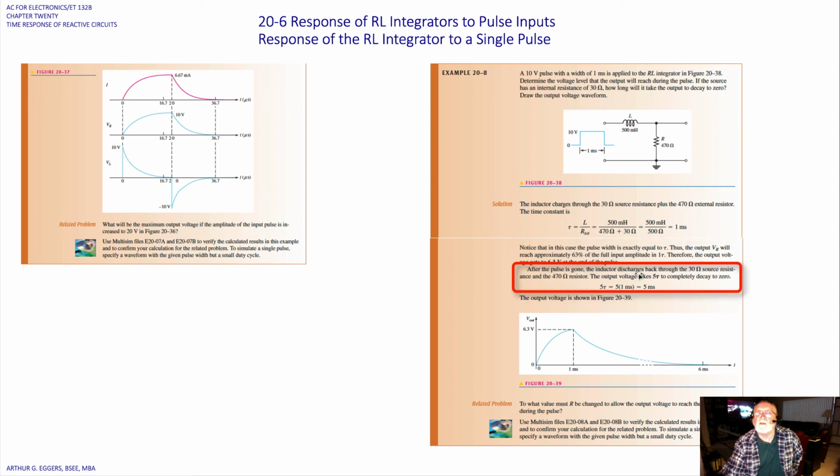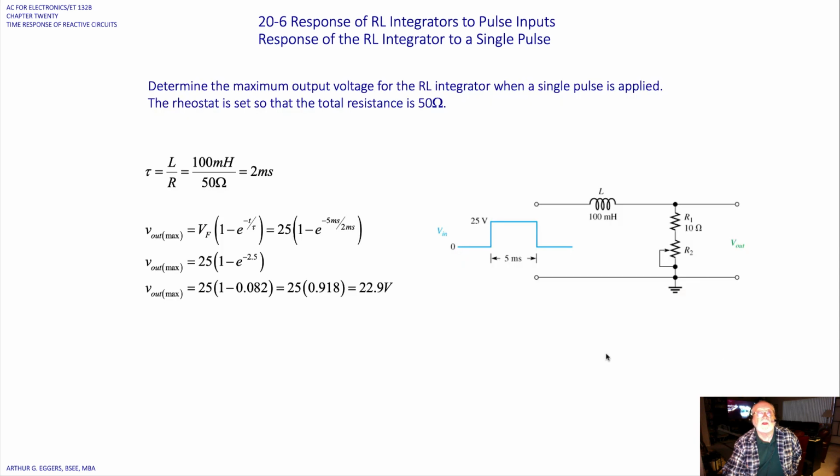After the pulse is gone, the inductor discharges back through the 30 ohm source resistance and the 470 ohm resistor. The output voltage then takes 5 time constants to completely decay to 0. 5 time constants, 1 millisecond each, is 5 milliseconds. So we can see that in the graph here, we jumped to 63% in 1 millisecond. We decay back down after 6 milliseconds, or 5 time constants.